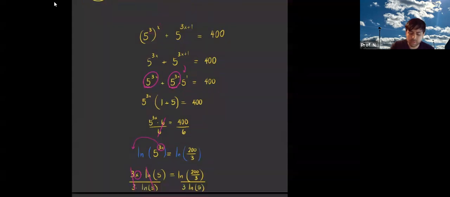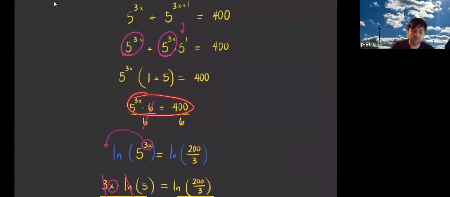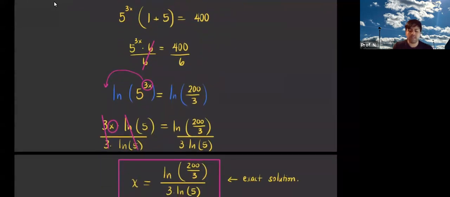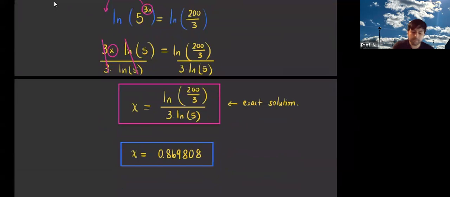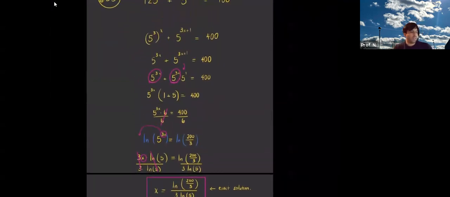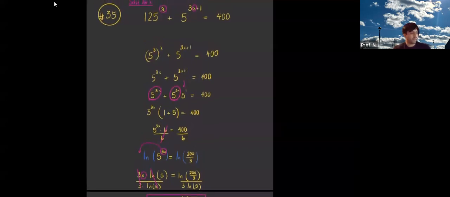And then I just go on my way from here: divide by 6, then apply ln on both sides, and then solve for x. Okay? All right, so any other questions from this assignment? Everything okay? All right. Okay, great.